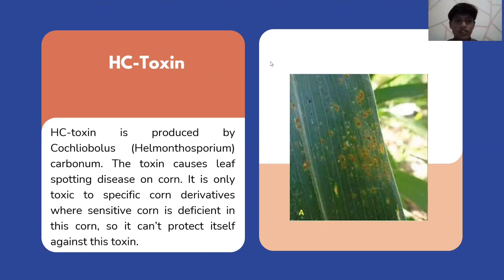HC toxin. HC toxin is produced by Cochliobolus carbonum or Helminthosporium carbonum. The toxin causes leaf spotting disease on corn. It is only toxic to specific corn derivatives, where sensitive corn is deficient in an enzyme, so it cannot protect itself against this toxin.